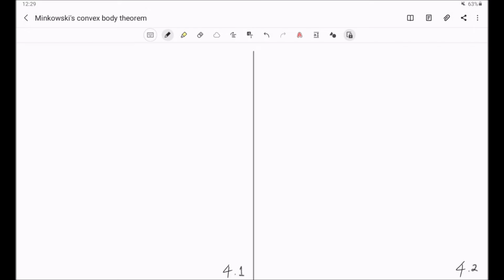As a corollary of Minkowski's convex body theorem, let's talk about the Hermite theorem, which actually serves as a motivation for Minkowski's work.